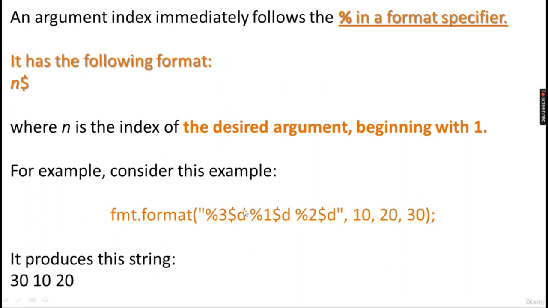So this first %d will be replaced by the index 1, 2, and 3. So here 30 will be replaced. Here $1 means the first index, which is 10, so here 10 will be replaced, and $2, that is the second index, is 20. So it will be replaced like this. So the output is 30, 10, and 20. It is not like 10, 20, and 30.